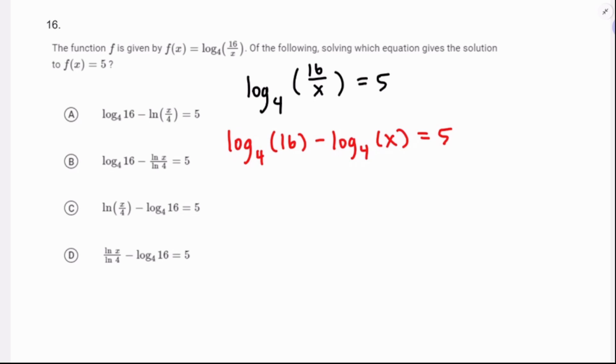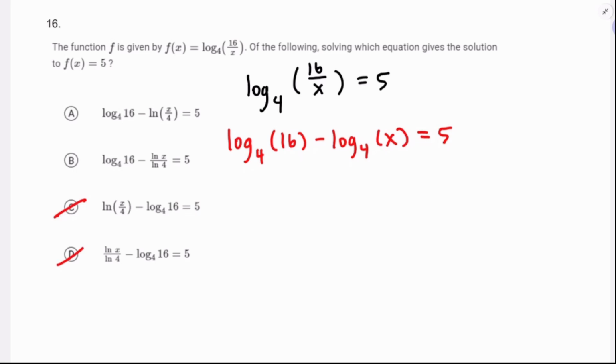What we're going to need to do is, looking at having the log base 4 of 16 with a positive, that does mean I need to eliminate those two answer choices. Based on that, now they're talking about natural log, so I need to do a change of base formula on the x one, even though I don't really see that as necessary.